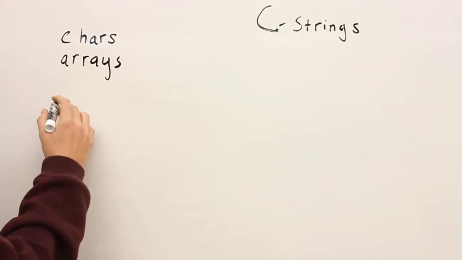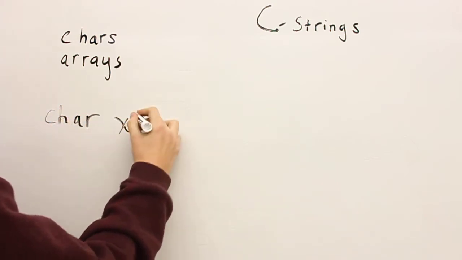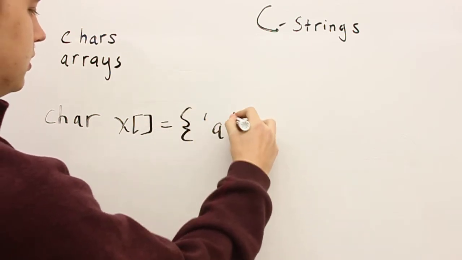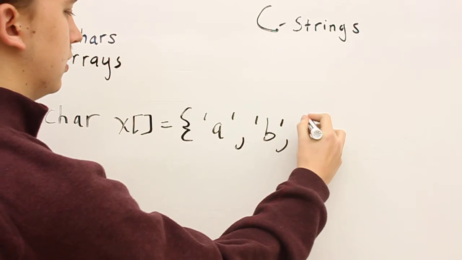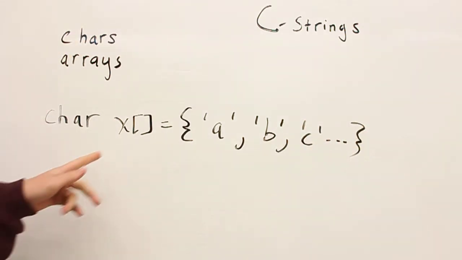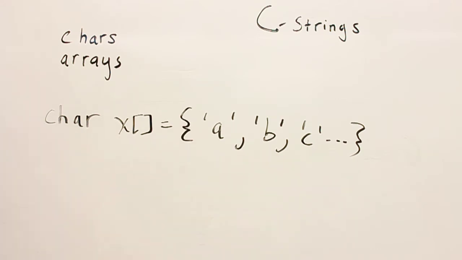So, for example, we could have a char array x, and then we could assign to it some chars. Like that, and then you could go on like that. And so this x would now have the value a, b, c, dot, dot, dot, dot, dot.